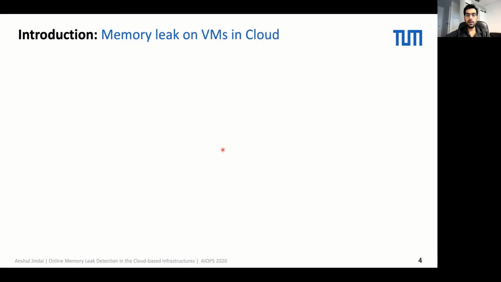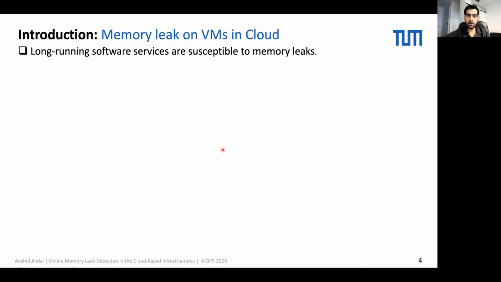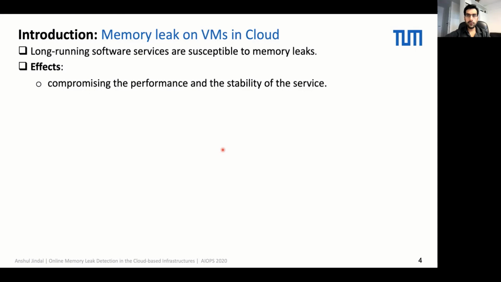So now, what is a memory leak on virtual machines in the cloud? There are some long running software services on the cloud which are susceptible to memory leaks. If they start to use memory and then don't clean it up, then the memory use is still there, the objects are still there, which can cause a memory leak. These effects on the virtual machines in the cloud compromise the performance and the stability of the services or the application. And this compromise of the performance can lead to a catastrophic impact on critical infrastructure.